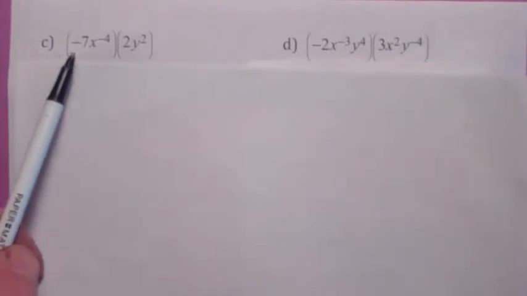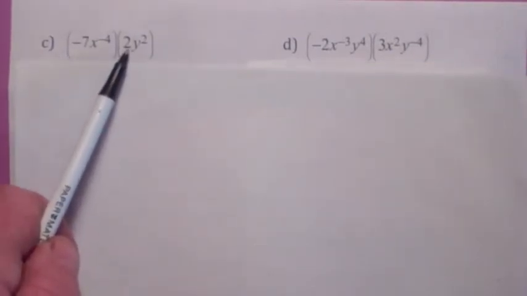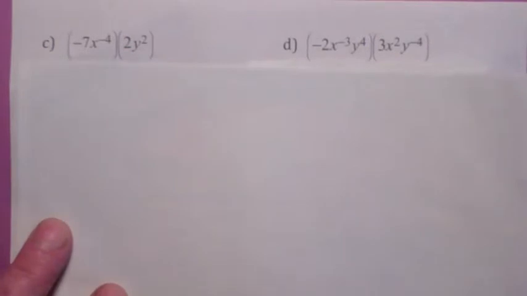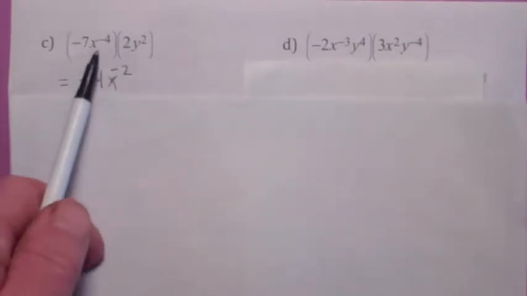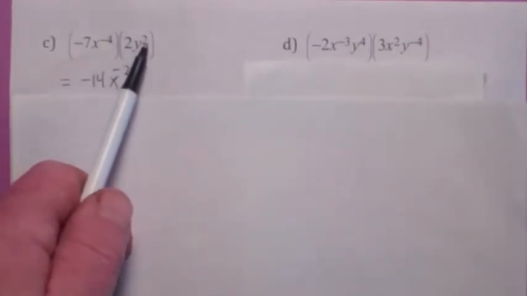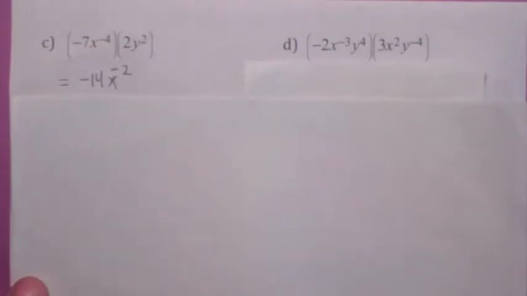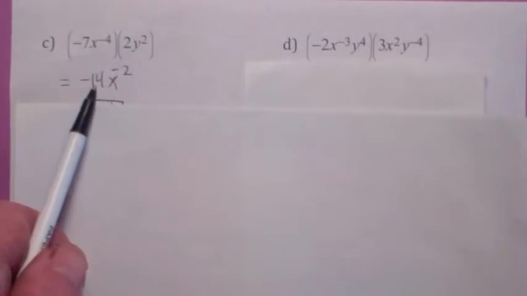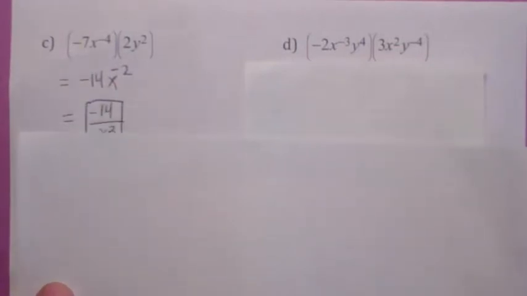Now on the first one, you should have multiplied negative 7 times 2, got negative 14, and then added the exponents. x to the negative 4 plus 2 becomes x to the negative 2 power. And then you would move down. Notice the x moves down, the negative 14 doesn't because it's not part of the base. So you get negative 14 over x squared.